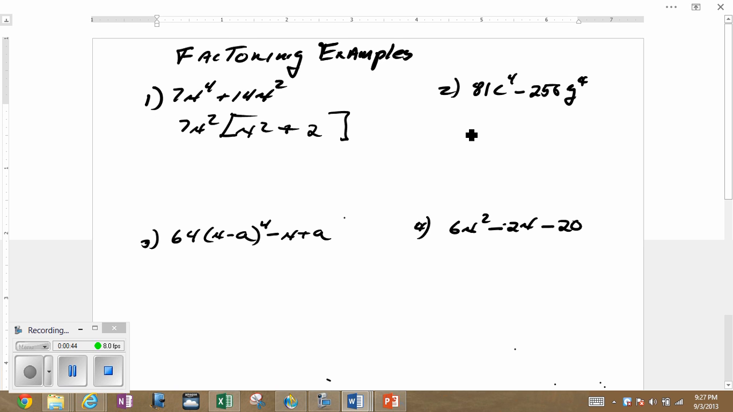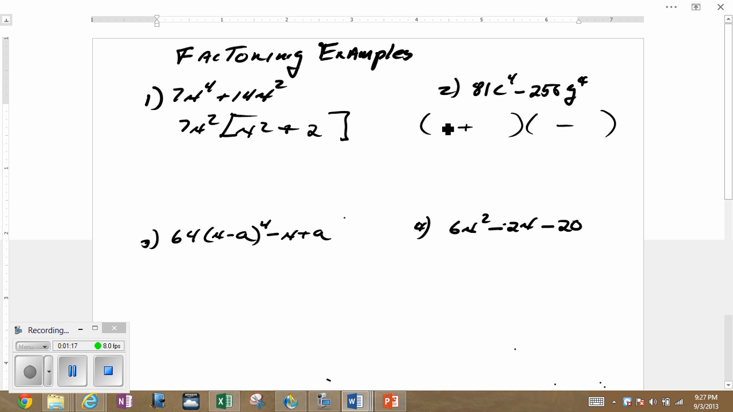Move on. Number 2. Difference of two terms. Difference of two squares. 81, perfect square. Square root 9. 256, 16 squared. c to the fourth breaks down to c squared and c squared, y to the fourth, y squared. Okay? So therefore, this is a difference of perfect squares. It goes into two groups, one with a plus, one with a minus. The square root of each goes into each of the terms.